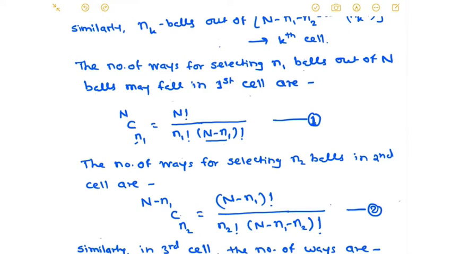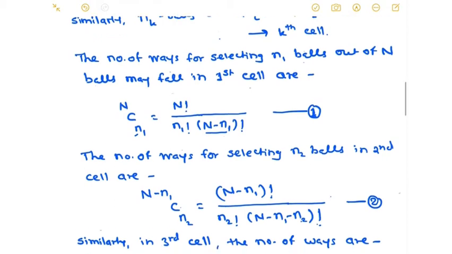Out of the remaining balls we select n2 balls, hence (N − n1) C n2 equals (N − n1) factorial, this is the numerator term, divided by n2 factorial into the remaining balls. Again, if we select n2 out of N − n1, then the remaining balls are N − n1 − n2. Then we write the denominator term: the remaining balls factorial, that is (N − n1 − n2) factorial. This is the second term.